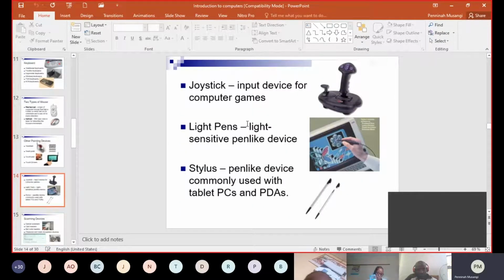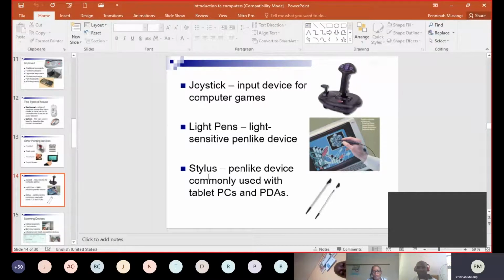Among other input devices, we have the joystick. This is commonly used for computer games by our kids and the teenagers. We have the light pens, and I've seen them being used. Maybe some phones have light pens? No, phones use a stylus. Light pens are used in banks to sign, to draw, and many other things. They are very light sensitive; you point at a particular point and it recognizes that.